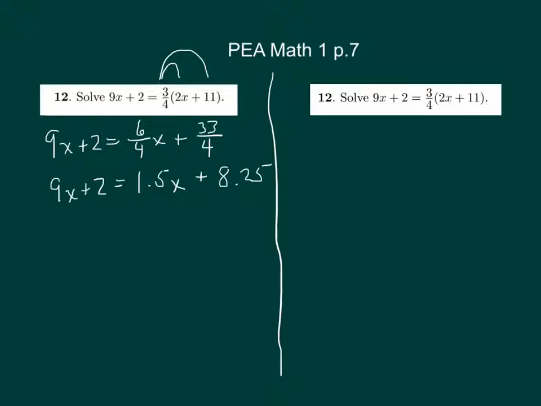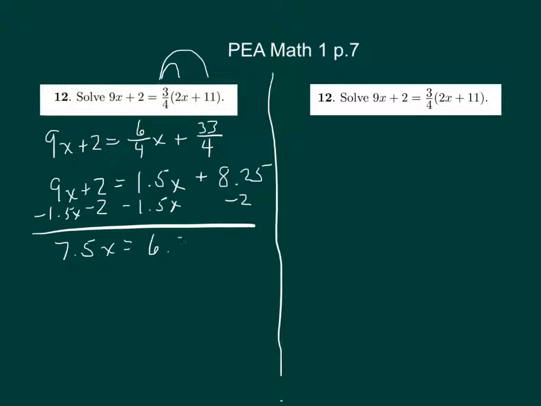And usually in the decimal world you feel a little better. Get your calculator out and you go subtract the 1.5x from both sides. I'm okay if you do this all in one step. That'd be 7.5x equals 6.25.